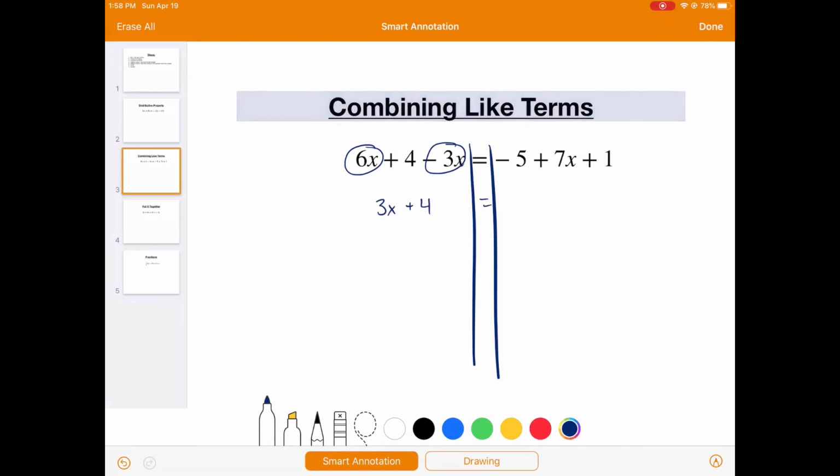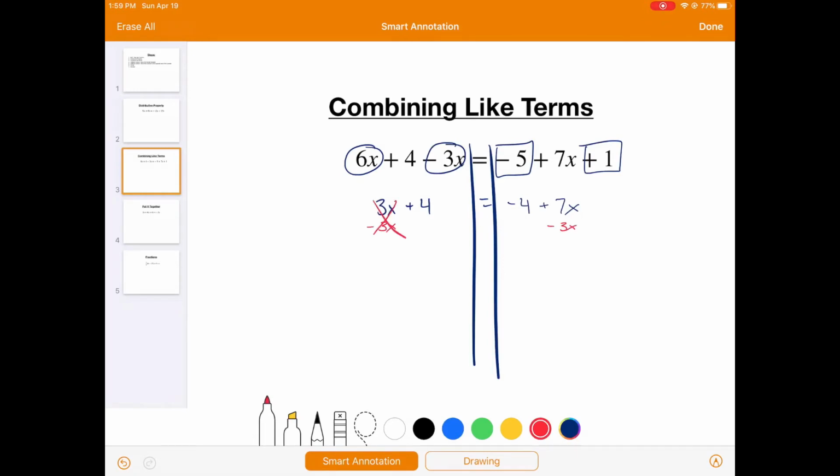On the right side of my equation, I can combine -5 and positive 1. -5 plus 1 is -4. And then my 7x, I have nothing to combine it with. It just drops down. From here, I can now move my smaller variables. So remember, my variable is what has an x. So if I have 3x and I have 7x, 3 is smaller than 7. That's what I need to move. So I subtract it on both sides.